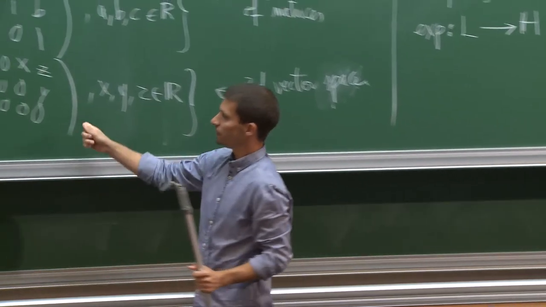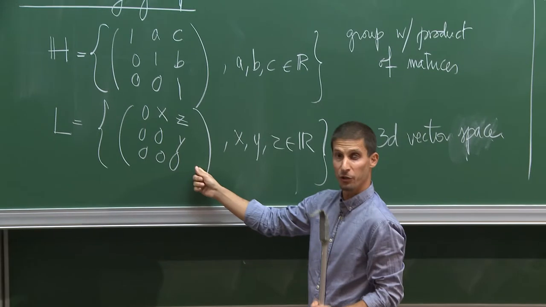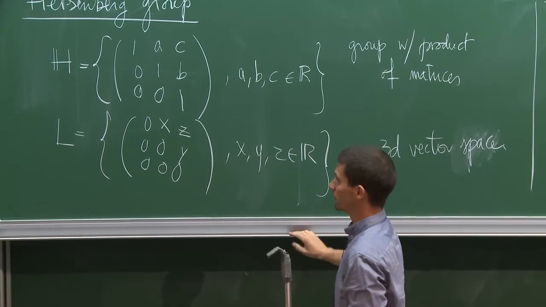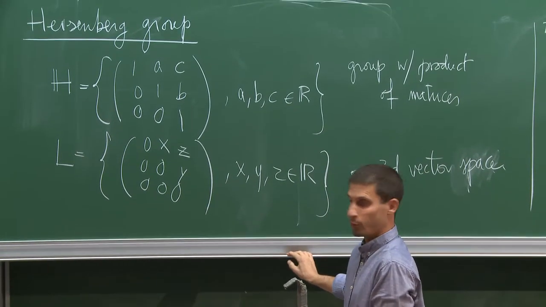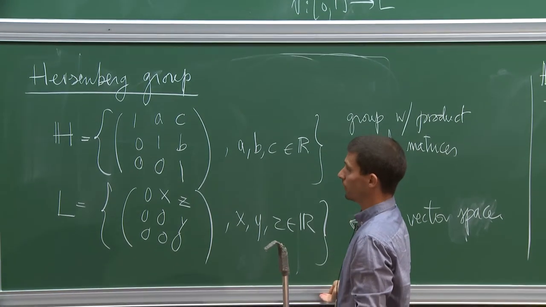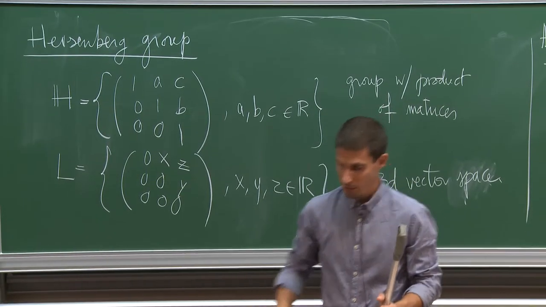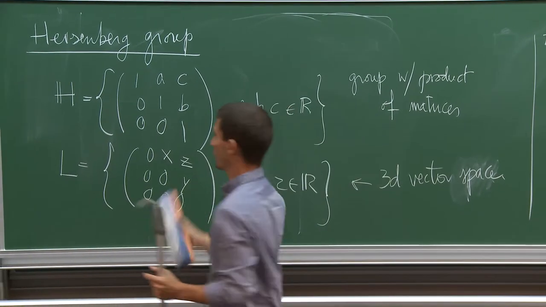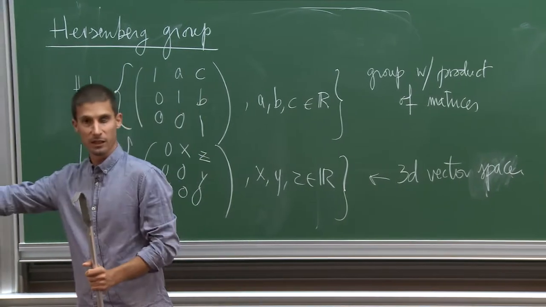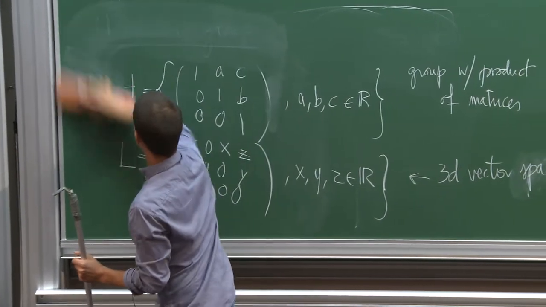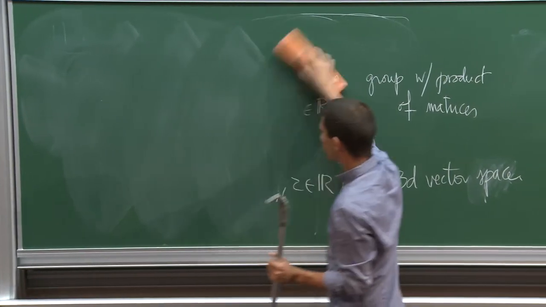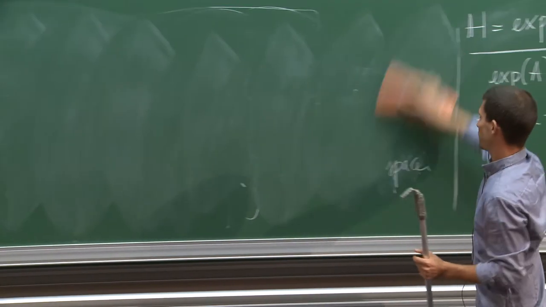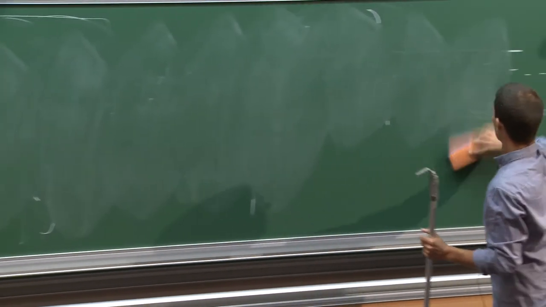Remember that matrices here were nilpotent, and nilpotent of order 2. When we compute the exponential of these matrices, the series stopped, and it was actually a polynomial. And we will see that here is the same. So the Taylor expansion will stop.